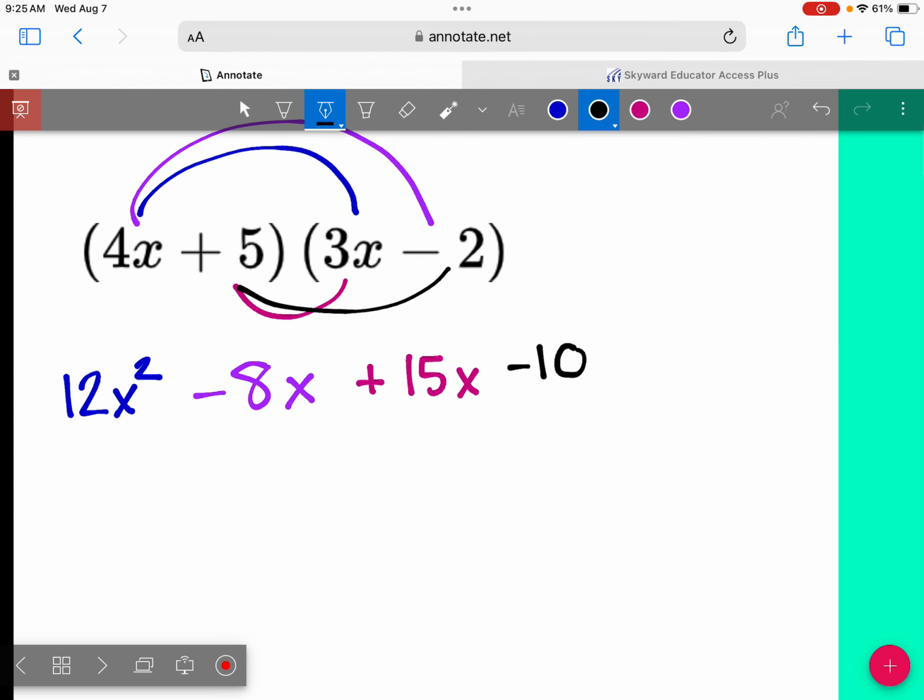Combine some like terms. What are my like terms? The minus 8x and the 15x. What do we get when we combine those together? 7x. Positive 7x minus 10.